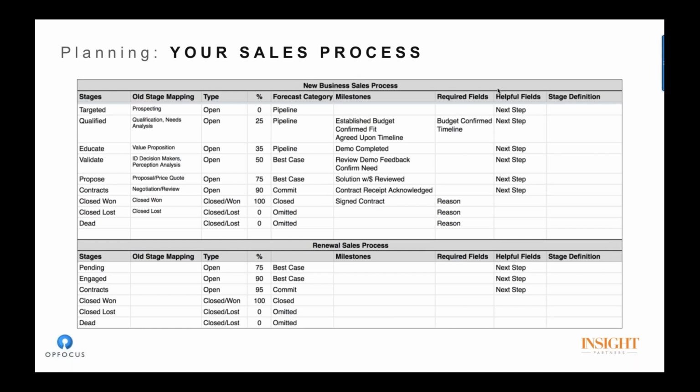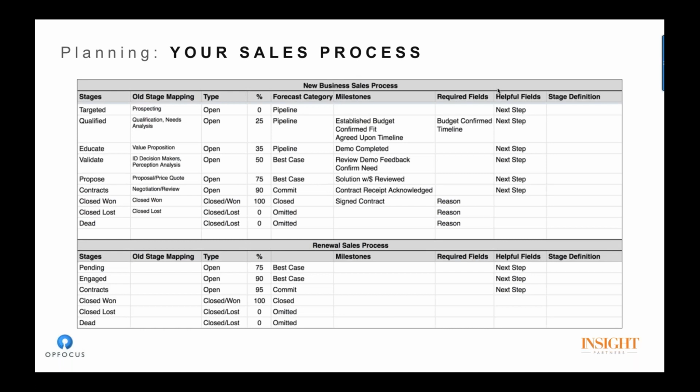So in this case, you see the left-hand column, I've defined new stages, and the top set are for new business sales, so for prospects. And then down below, I've got our renewal sales process. And I'm not at all advocating these particular stage names. It's more just to give you an example.